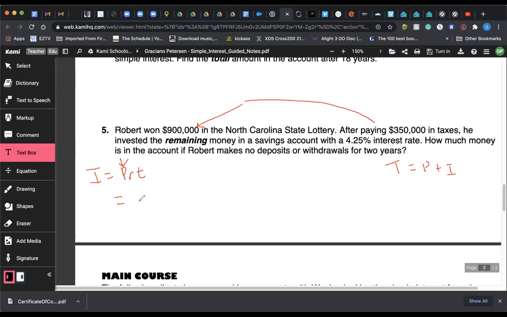So you're saying that we got to take away the 350 from the 900,000 because he has to pay taxes. And then he says he's going to invest the remaining money. That's how I know I have to subtract, because of the word remaining. And he's going to invest that for 2 years at 4.25%. So what's the interest and what's his total?